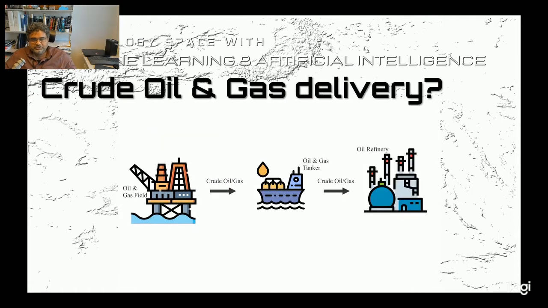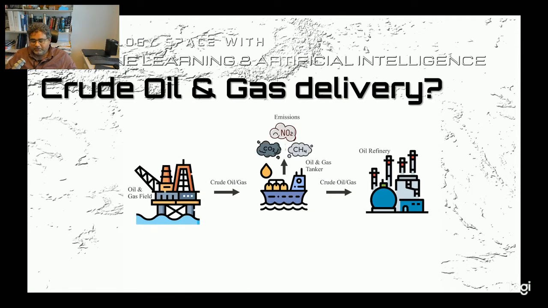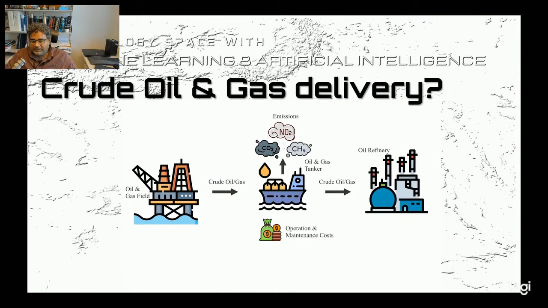As the next step, this crude oil and gas should be delivered from the oil and gas field to an oil refinery. That can be done by an ocean-based or land-based transportation system. Here I am presenting an oil and gas tanker delivering this crude oil and gas to the oil refinery. During that process, these vessels or vehicles will release emissions into the environment, and there are operational and maintenance costs associated with these ocean or land-based transportation systems.